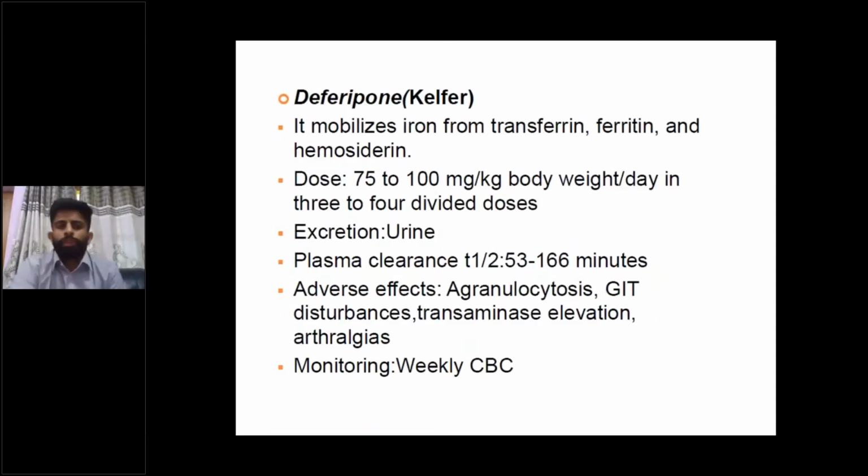The next one is deferiprone. It mobilizes iron from transferrin also, ferritin and hemosiderin. The dose is 75 to 100 mg per kg body weight per day in 3 to 4 divided doses. Excretion is through the urine. The plasma T-half is 53 to 166 minutes. Adverse effects are agranulocytosis, GIT disturbances, transaminase elevation, arthralgias. The monitoring is weekly CBC to look for agranulocytosis.